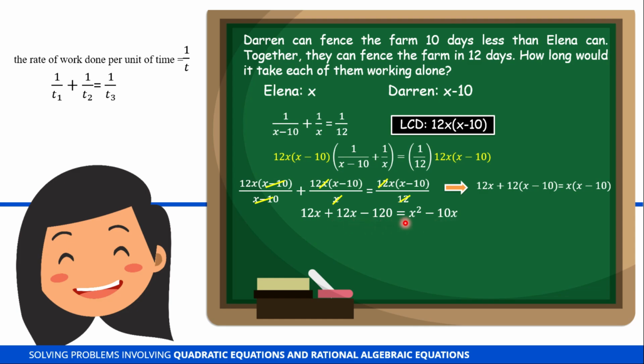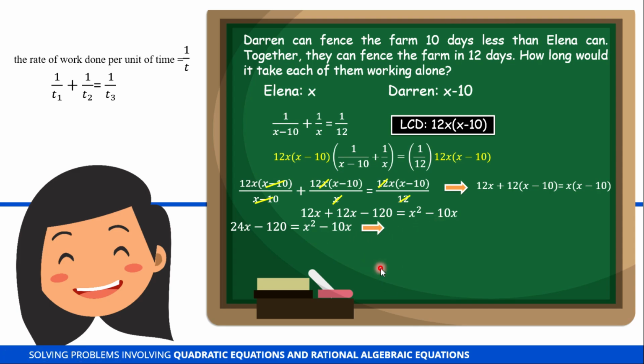Okay? So, i-simplify ulit natin yung ating nakuhang equation. We have here 24x. Bakit nagkaroon ng 24x? We have 12x plus 12x. That's 24x. Minus 120 is equal to x squared minus 10x. Kinopya lang natin yung nasa kabilang side ng equation.